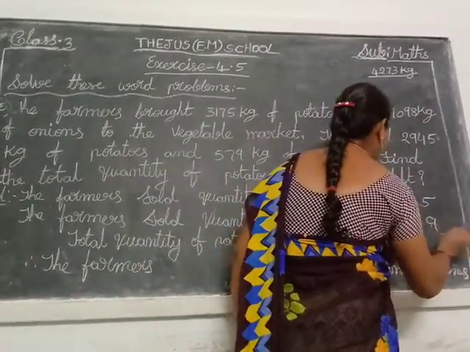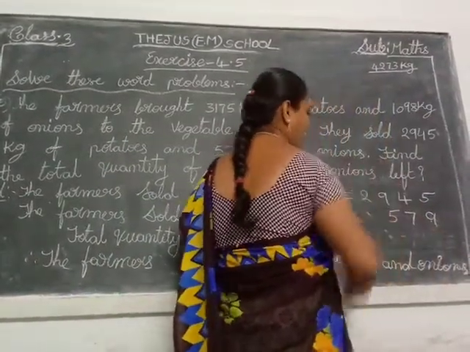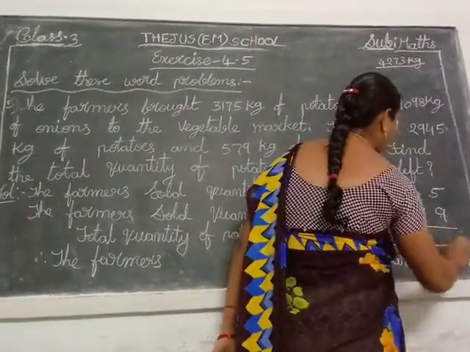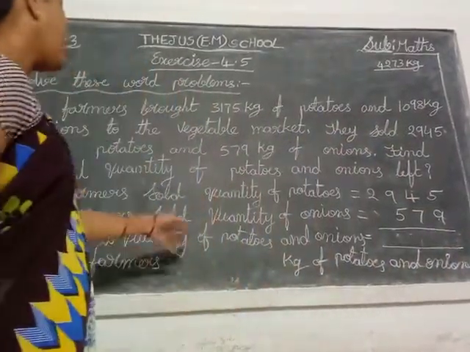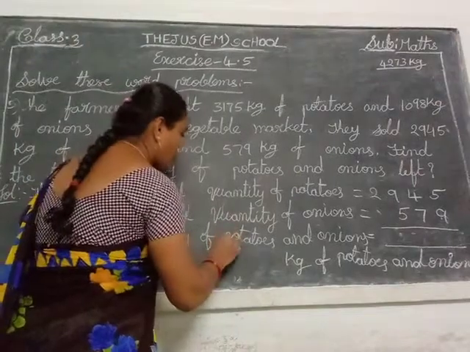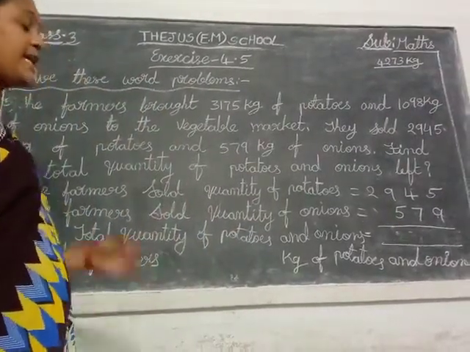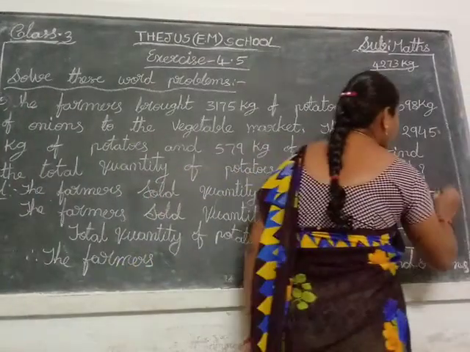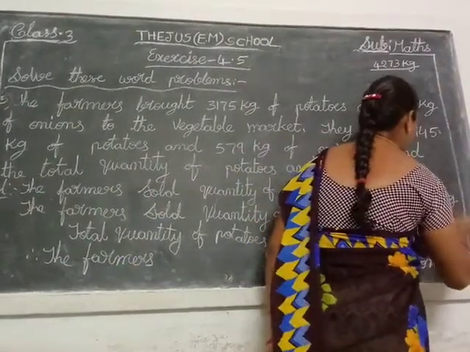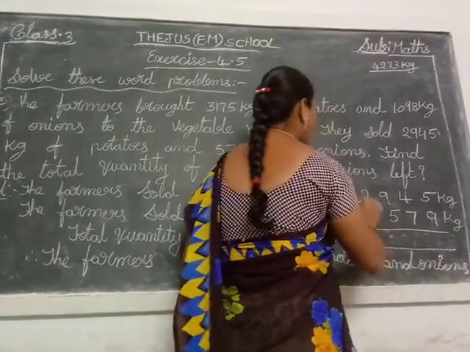Only 579. Okay. Now total quantity of potatoes and onions. They sold total quantity of potatoes and onions. How many kgs? So you mention the kgs also here, children. Add these two numbers now.